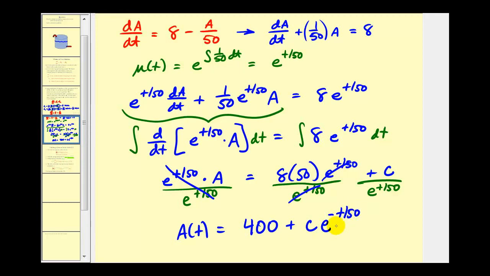Now that we have the general solution, we can find the particular solution using the initial condition that A of 0 is equal to 40, because there's 40 pounds of salt to begin with in the 200 gallons. Let's go ahead and do this on the next slide.